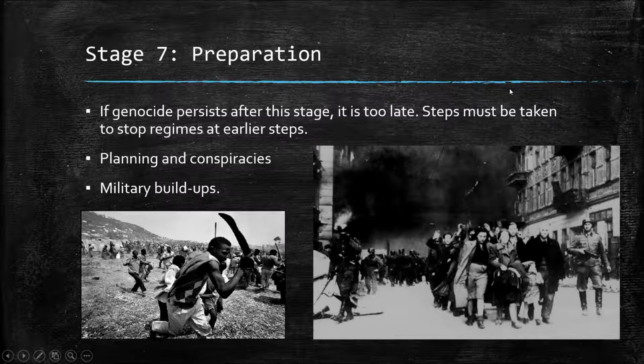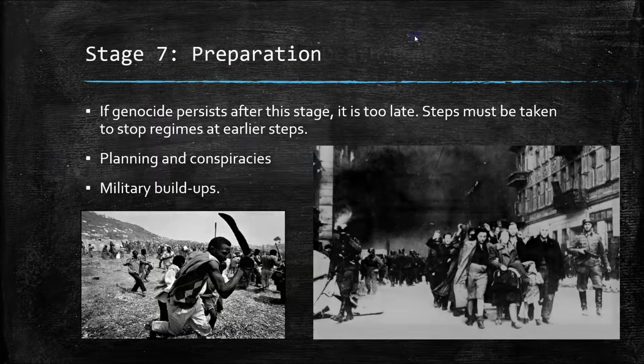Stage 7 is preparation. At this point, if we don't stop it, if the world doesn't stop it, whether it be NATO or the UN or whomever, it's too late. This is the final step. So steps must be taken to stop regimes at earlier steps. At this point, there's planning, there's conspiracies of when to start, there's military buildups. Essentially, they're getting ready to hit the go button. They're getting ready to say green light, let's move on, which brings us to stage 7.